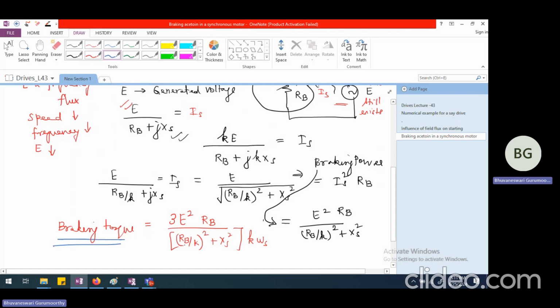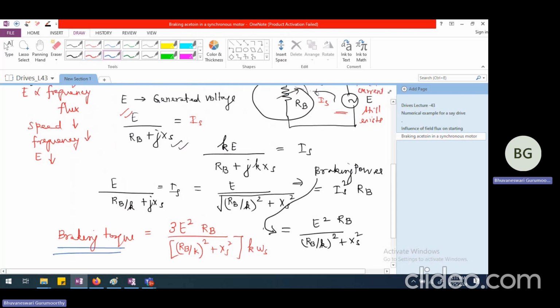So we would be able to adjust the braking torque value appropriately by adjusting RD value. But by implementing this, we should be able to brake the machine almost until zero speed. It should not be a problem to brake or incorporate dynamic braking until almost zero speed of the synchronous motor.